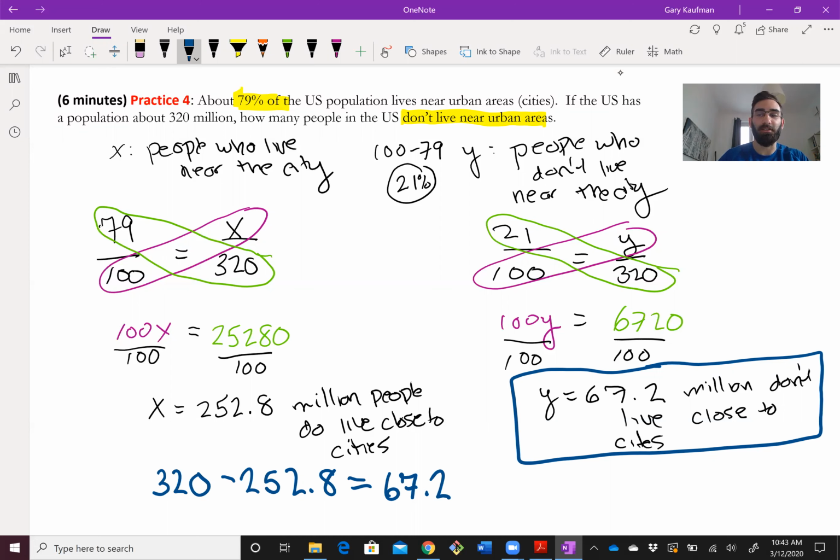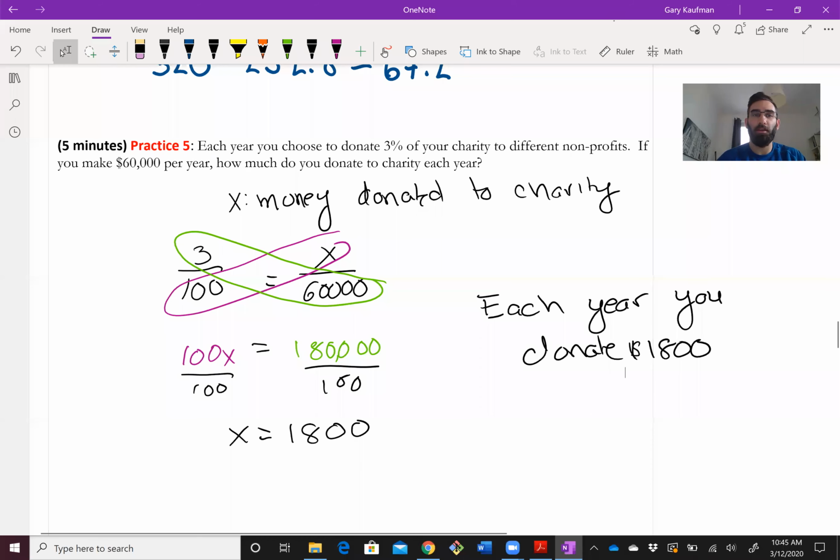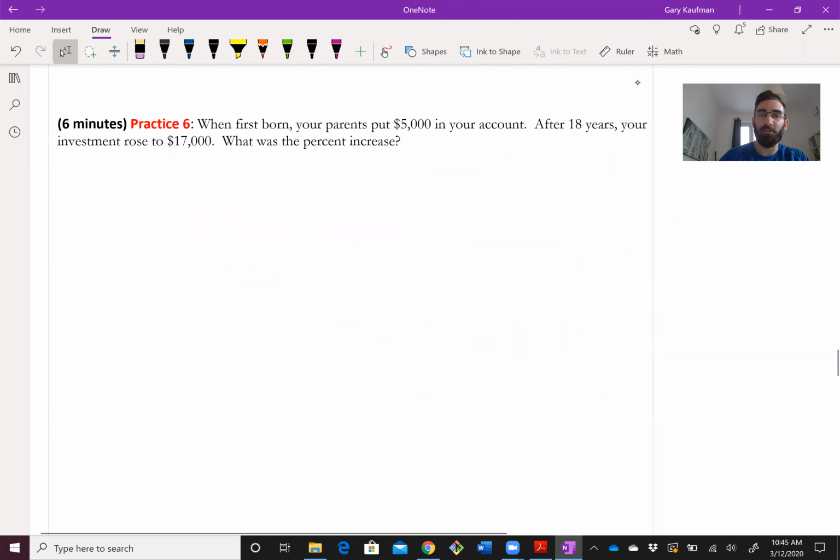All right, practice number 5. Give it a shot. Here's practice 5. And actually the way I defined it, money donated to charity, once I found X, which is 1,800, I actually got my answer. So that was practice number 5. Now, here is number 6. So again, read it carefully, think about what your original is, and what then ends up happening.